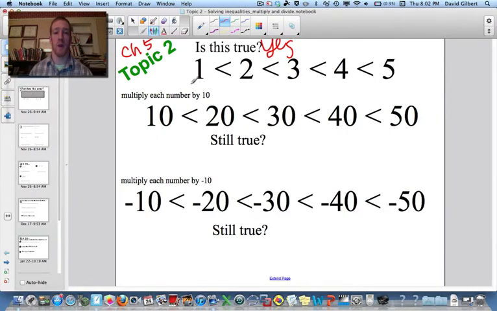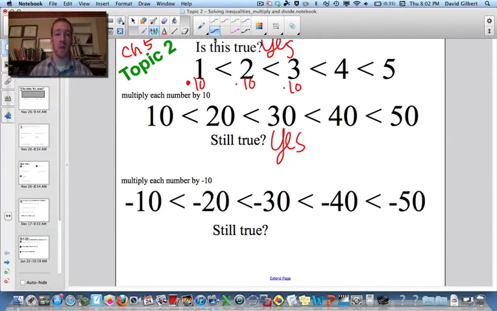What if we multiply everything times 10? Times 10, right? We get 10, 20, 30, 40. Is this still true? 10 is still less than 20. 20 is still less than 30. Yep, that's true. So, what about if we were to multiply these first numbers all by negative 10?